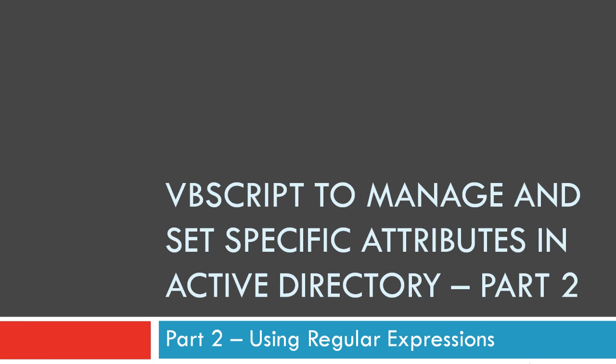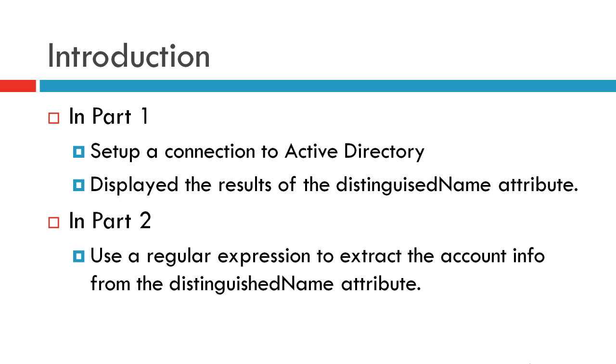My name is Craig Irvin and you are watching part 2 of using VBScript to manage and set specific attributes in Active Directory. In part 1 we basically created a VBScript that would make a connection to Active Directory and then also display the results of the distinguished name attribute. Now in part 2 what we're going to be doing is using a regular expression to extract the account information from the distinguished name attribute.